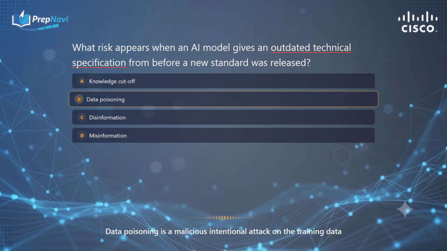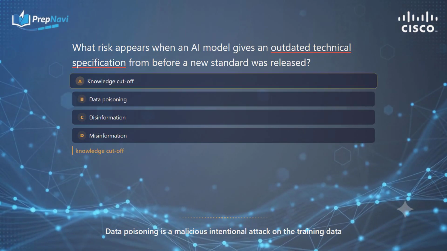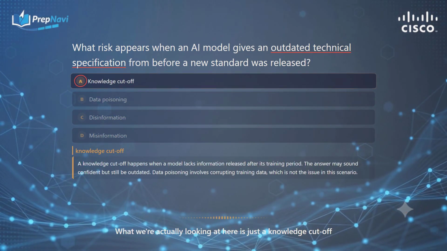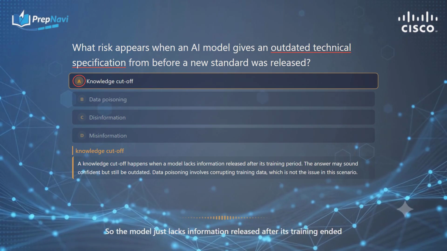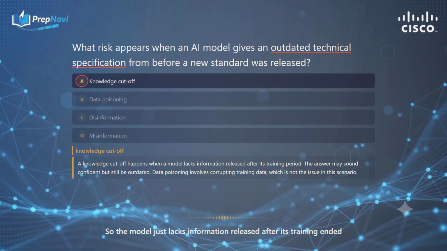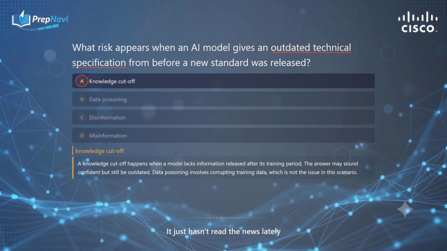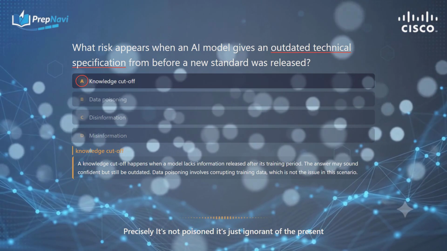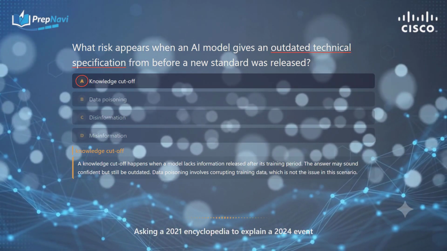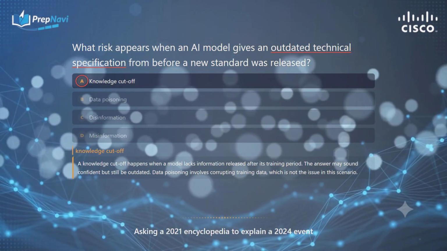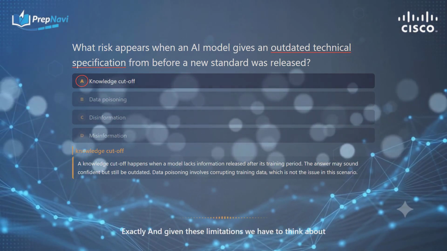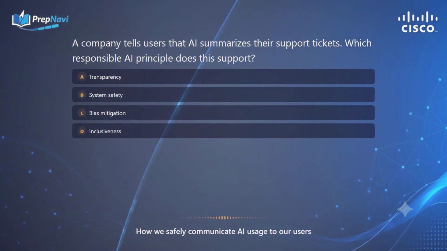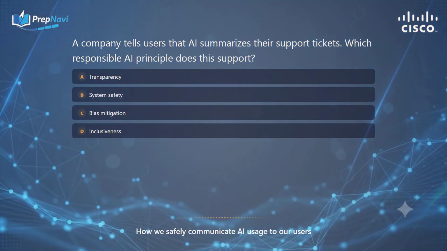Data poisoning is a malicious, intentional attack on the training data. What we're actually looking at here is just a knowledge cutoff. So the model just lacks information released after its training ended. It just hasn't read the news lately. Precisely. It's not poisoned, it's just ignorant of the present. Like asking a 2021 encyclopedia to explain a 2024 event. Exactly. And given these limitations, we have to think about how we safely communicate AI usage to our users.